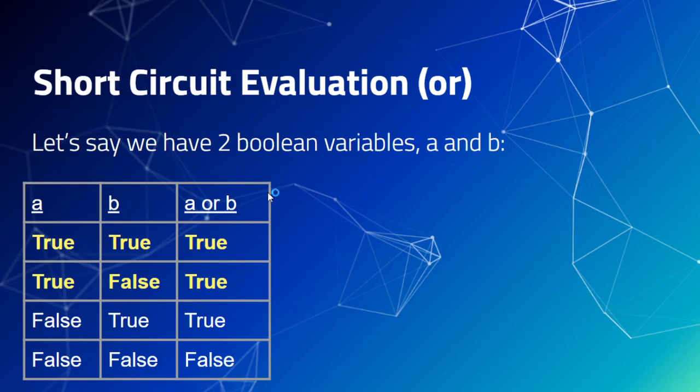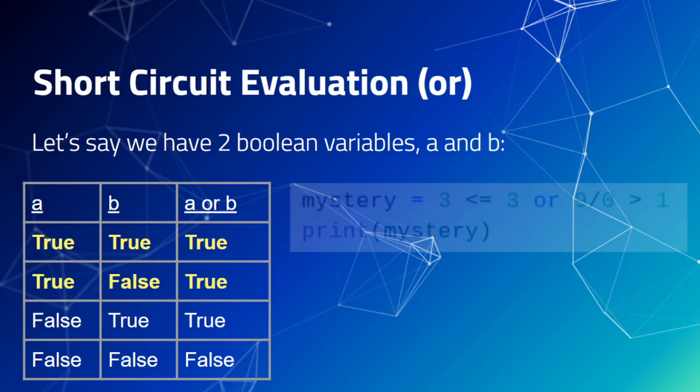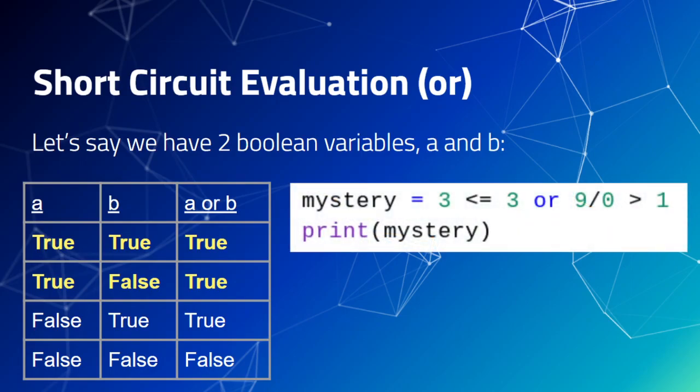Unlike and, we're looking for a true value now. So as soon as we have one true value, we know that the entire or will be true. So if the first one is true, we know the entire expression must be true. If the first one's false, we have to keep checking and check the other condition just to make sure if it's true or false. All right, let's do an example with this one. You can pause the video and give it a go.